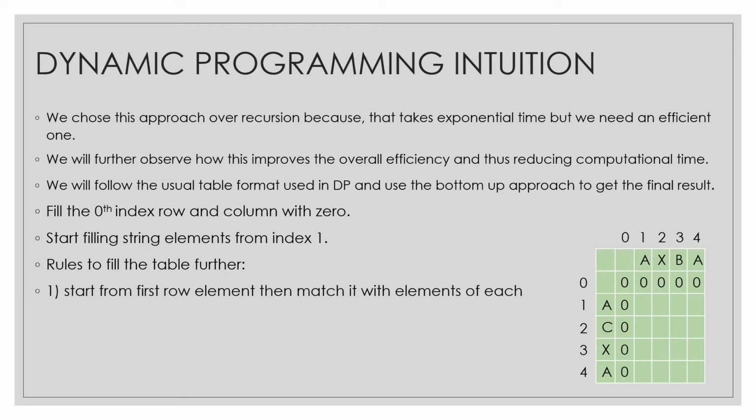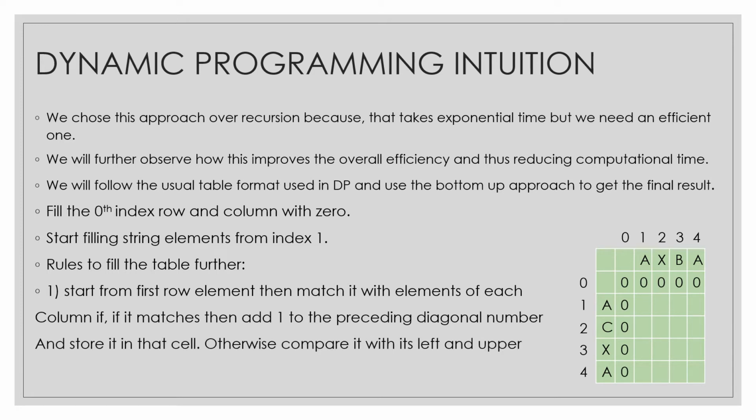There are some rules which we need to follow in order to fill this table further, which is to start from the first row element, then match it with the elements of each column. If it matches, then add 1 to the preceding diagonal element and store it in that cell. What I mean by this, I will just show you in a minute with an awesome animation. Otherwise, the second condition is to compare it with its left and upper numbers, choose the maximum among them and fill in that cell, right? So in the next part, I will show you this animation and give you a better idea how this is implemented.